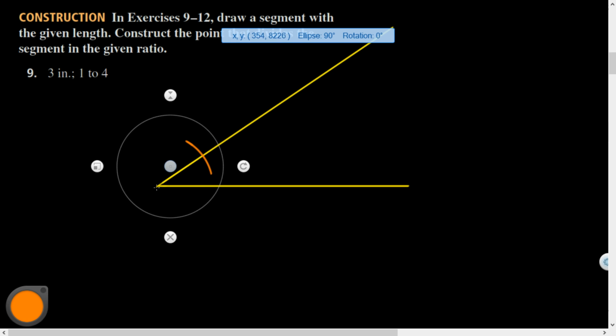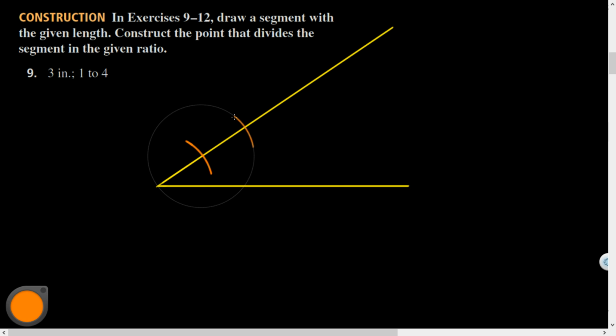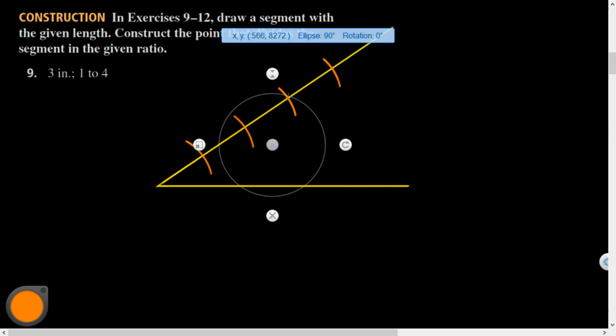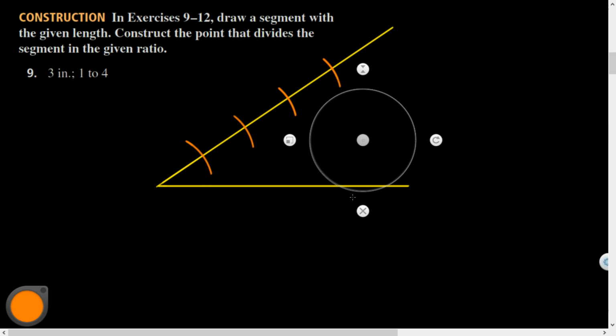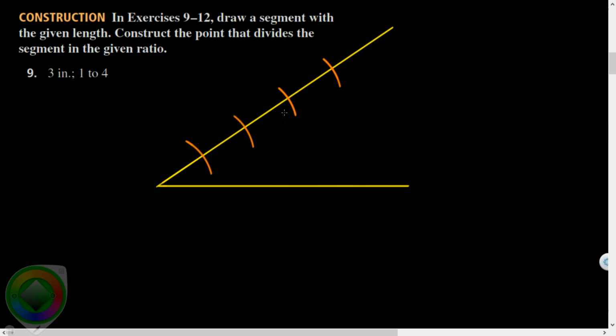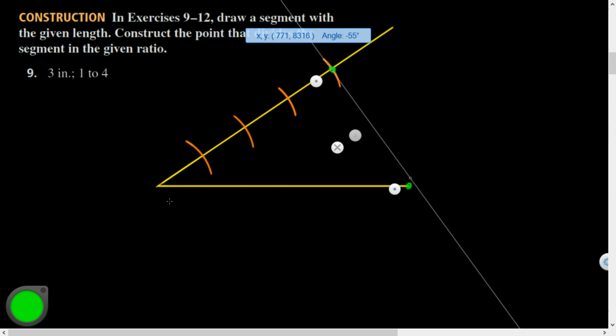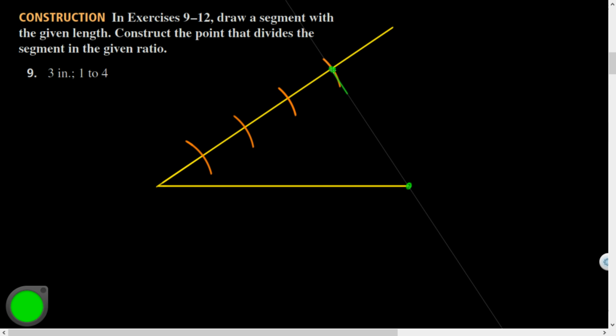So I'm going to do that, and then I'll move it up here, and do that again, and like that, and like that. Let's see, how many do I have so far? Looks like I've got 4. Now I'm going to connect this endpoint to this endpoint. Right now, these were arbitrary lengths and this was an arbitrary angle, so completely random. I'm going to draw this like so. Right? Affirmative?